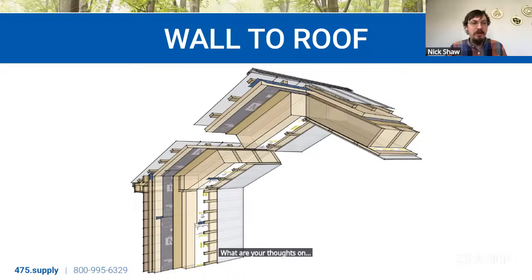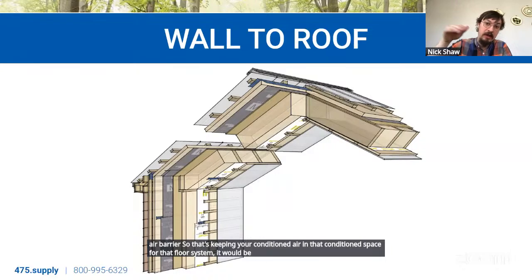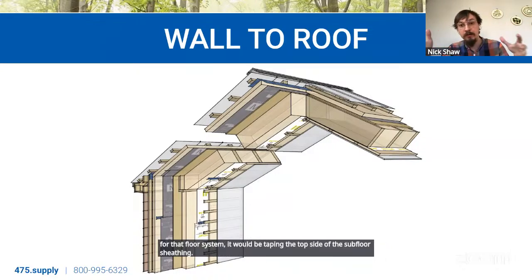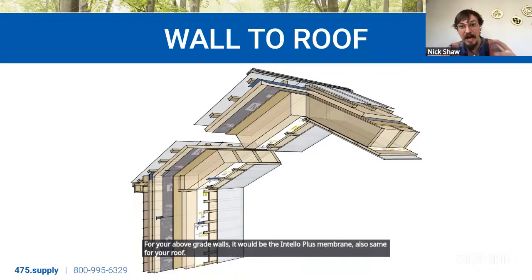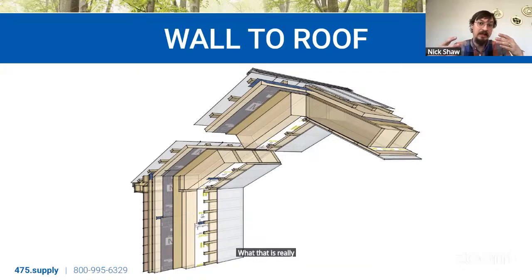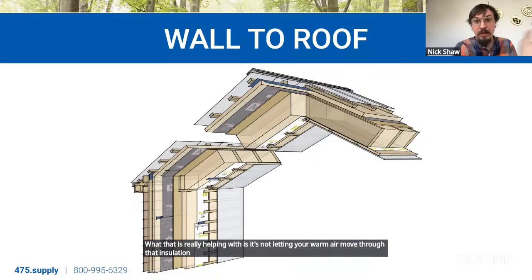What are your thoughts on pest or rodent protection? I find the best thing is actually having an interior air barrier. So that's keeping your conditioned air in that conditioned space. For that floor system, it would be taping the top side of the subfloor sheathing. For your above grade walls, it would be the IntelliPlus membrane, also same for your roof. What that is really helping with is it's not letting your warm air move through that insulation where it could be further warming that exterior, where it could be condensing on the backside of that sheathing.